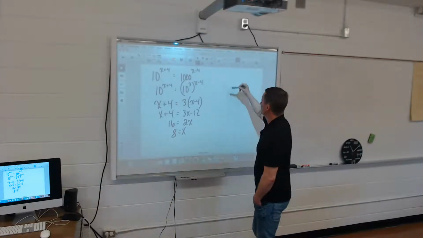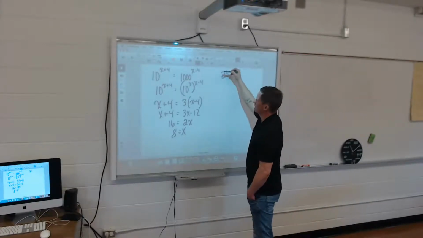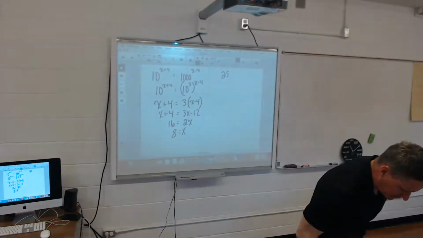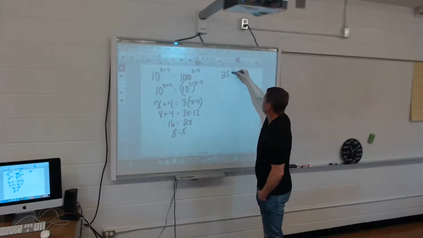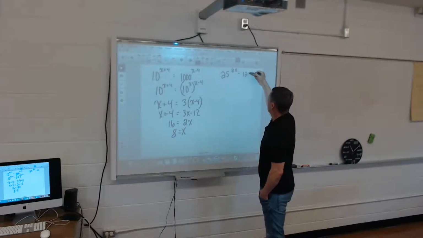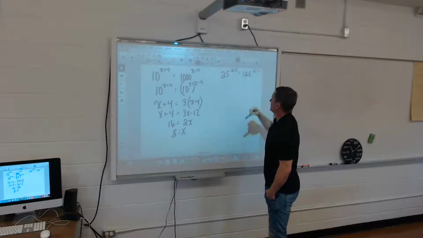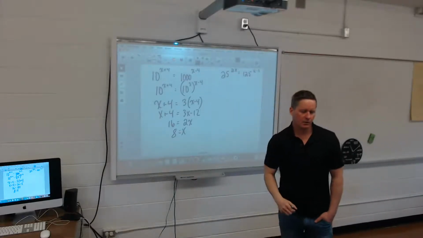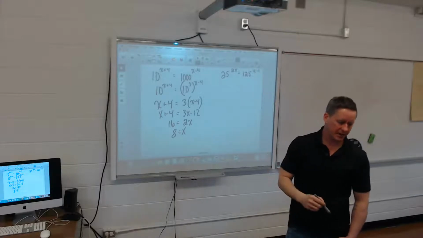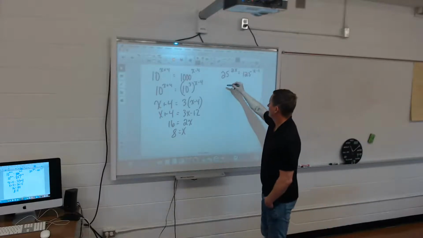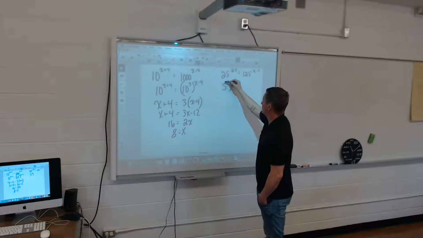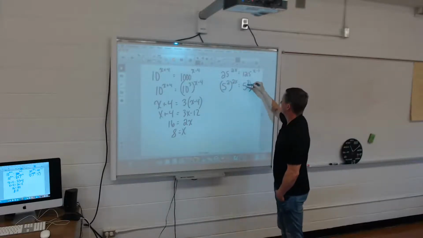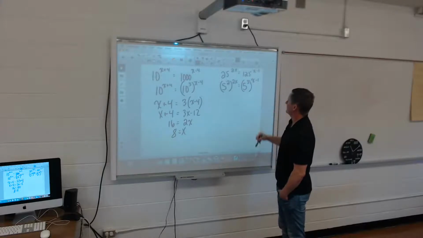B. 25 to the 2x equals 125 to the x minus 1. So we want to get these arranged so that they're the same base. This is 5 squared to the 2x. This is 5 cubed to the x minus 1.